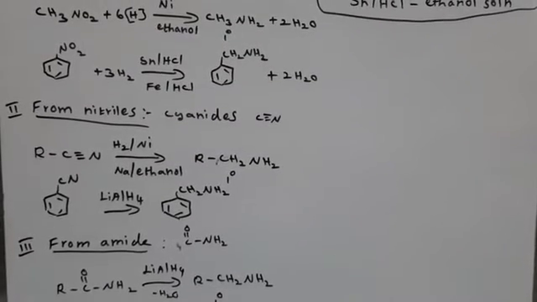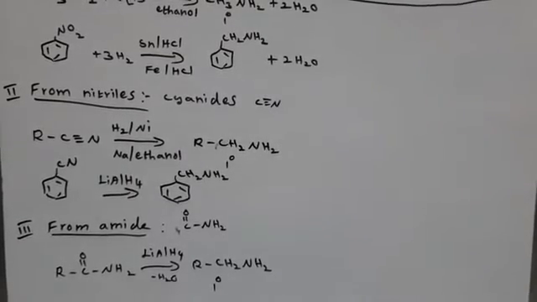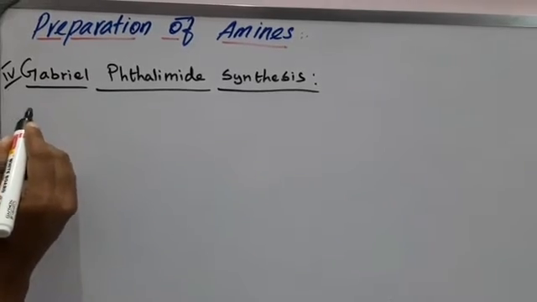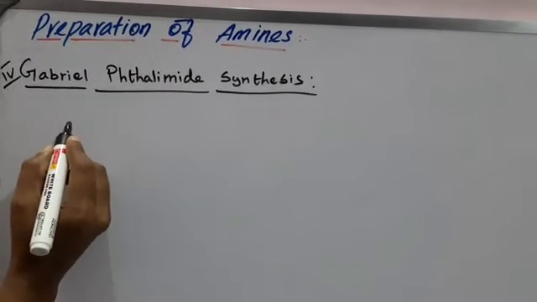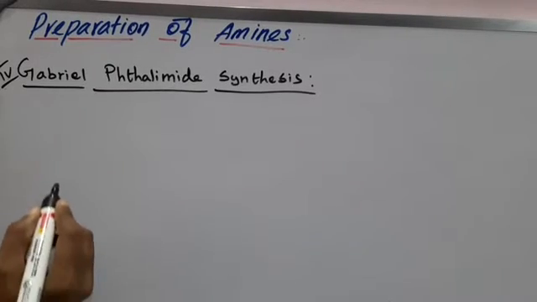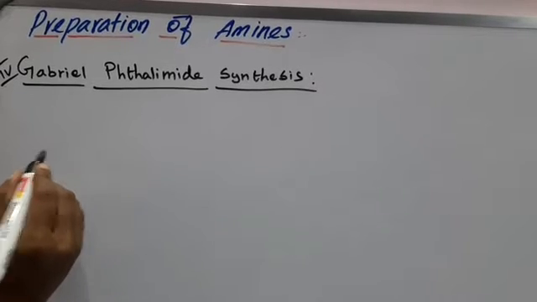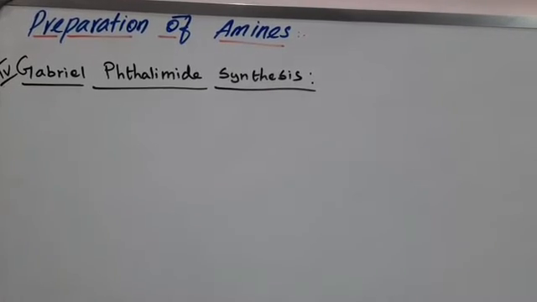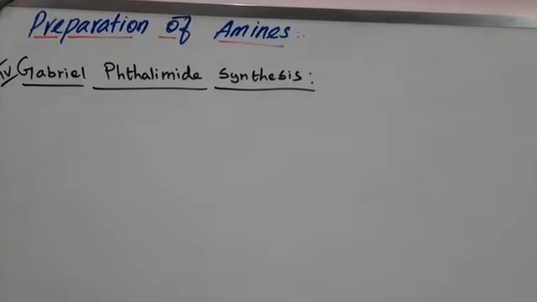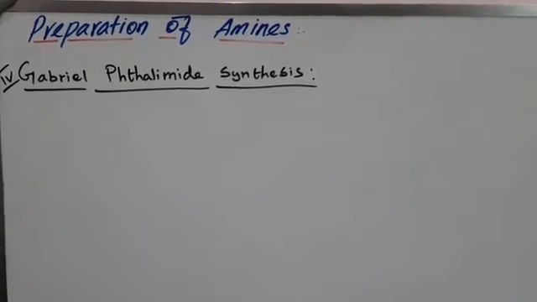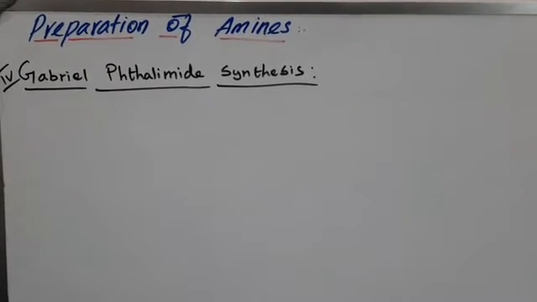Another method is phthalimide synthesis. The fourth one is Gabriel phthalimide synthesis. This reaction is a named reaction; we cannot change anything, because from phthalimide we can get primary amine. This method is only suitable for primary alkyl amines, not for aryl amines, because haloarenes do not undergo nucleophilic substitution reactions. So keep it in mind.